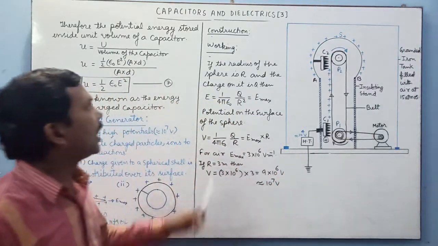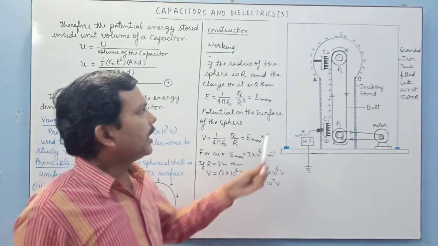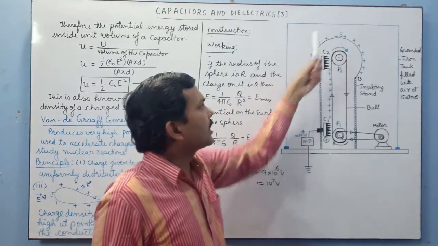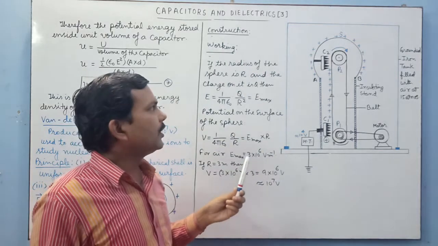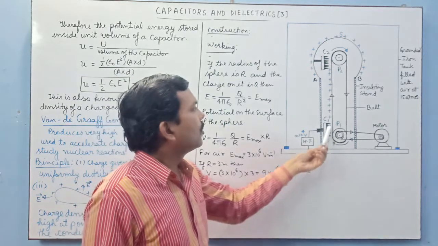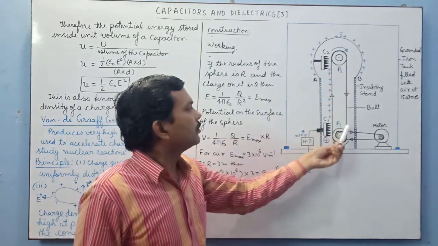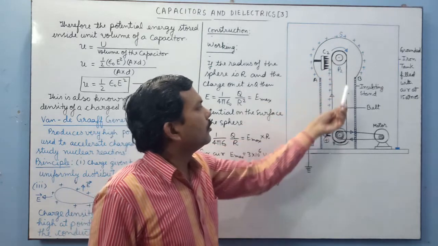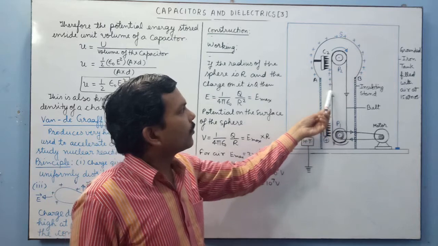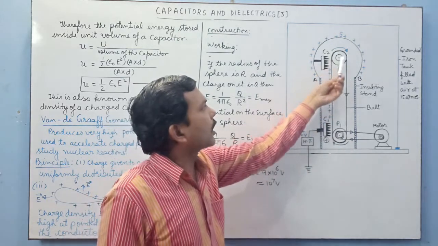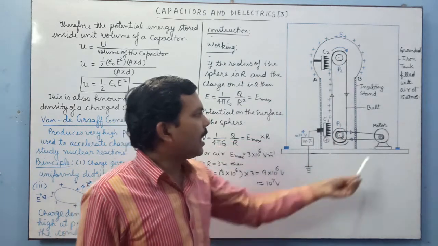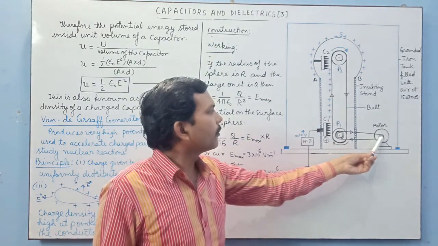Now we come to the construction. Van de Graaff generator consists of a large spherical conductor capital S of radius nearly 3 meter and a belt. This is a belt which is made of rubber or silk. This belt moves over two pulleys P1 and P2 with the help of an electric motor.